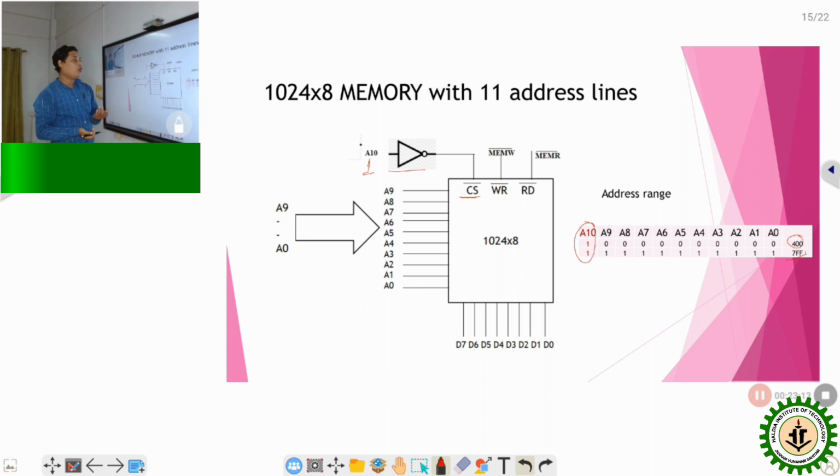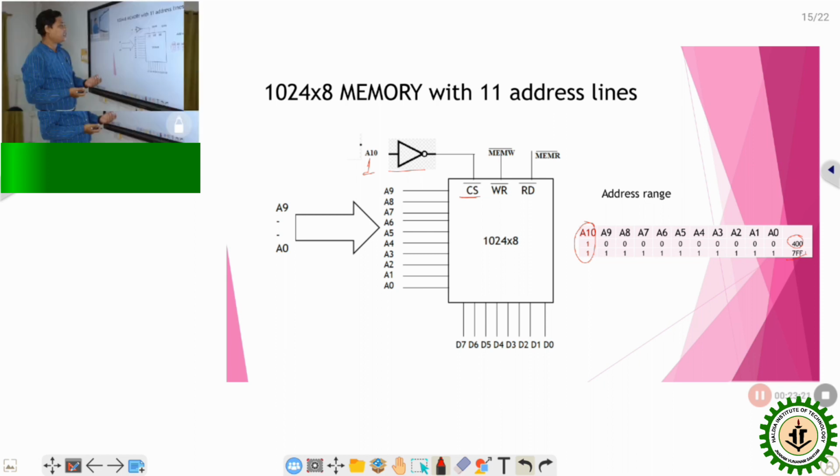That's how, once we change the address line values, the address of the memory also changes, as shown here.